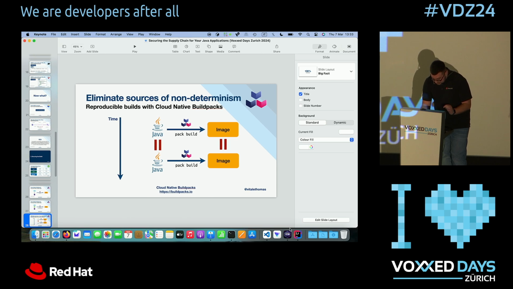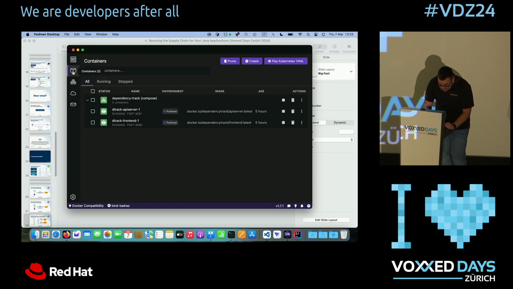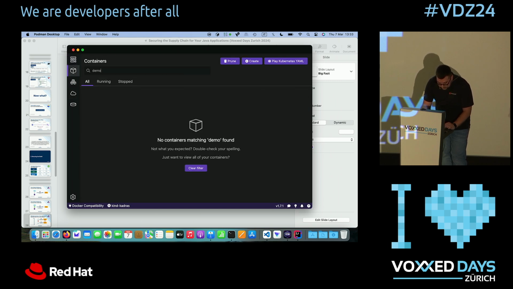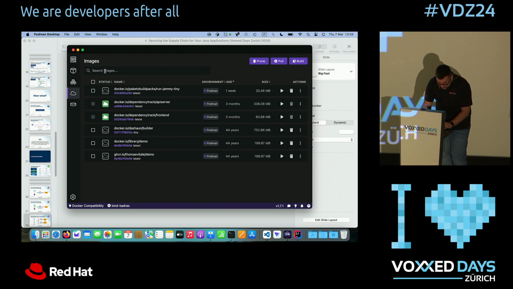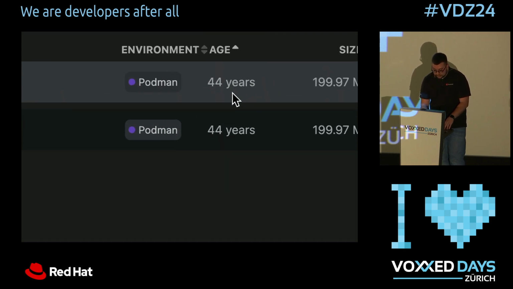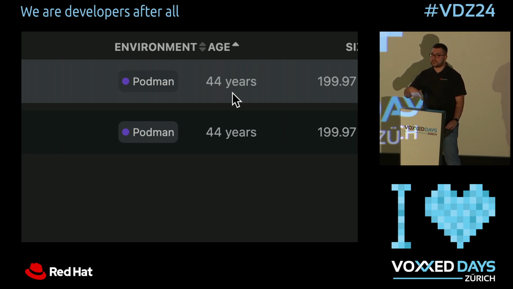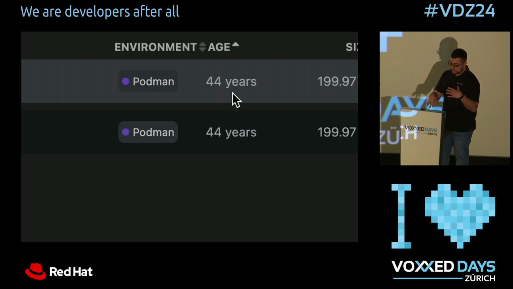Now, if I check how that image looks, and here I'm using Podman, a great open source tool for working with containers, let's search for the images. Let's search for the demo, and something pops up. So this image apparently is 44 years old, but I've just built it. You saw that, right? So this is very confusing for when people get started with Buildpacks.